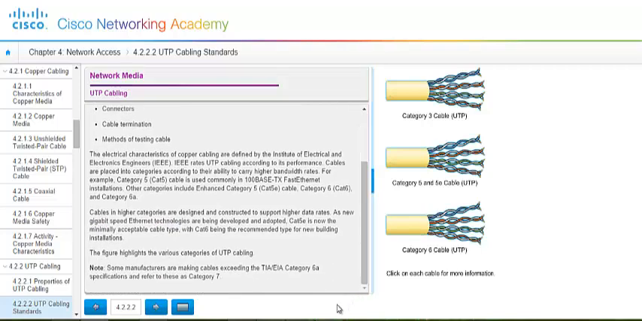Cables in the higher categories are designed and constructed to support higher data rates as new gigabit speed Ethernet techniques are being developed and adopted. Cat 5e is now the minimally acceptable cable type, with Cat 6 being the recommended type for new building installations. And this changes as technology increases.